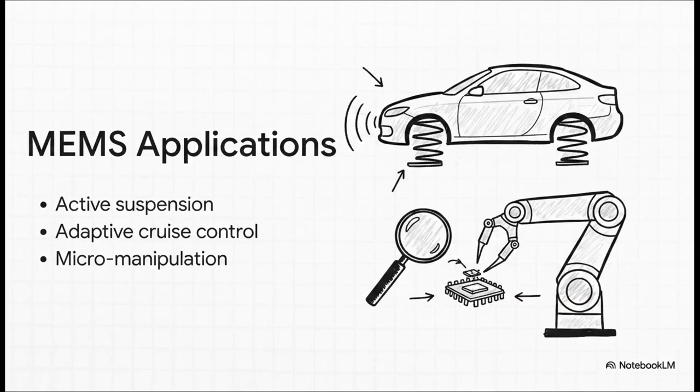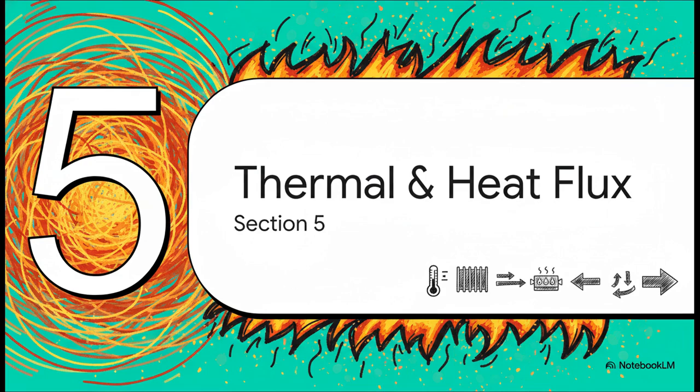Because they are so unbelievably small and reliable, MEMS sensors are literally everywhere. In the automotive industry, MOEMS-based accelerometers and pressure sensors are the hidden brains behind stability control, active suspension, and adaptive cruise control. In robotics, they enable incredibly precise micromanipulation, allowing machines to interact with their environment on a microscopic scale safely and accurately. Moving on to Section 5, Thermal and Heat Flux.